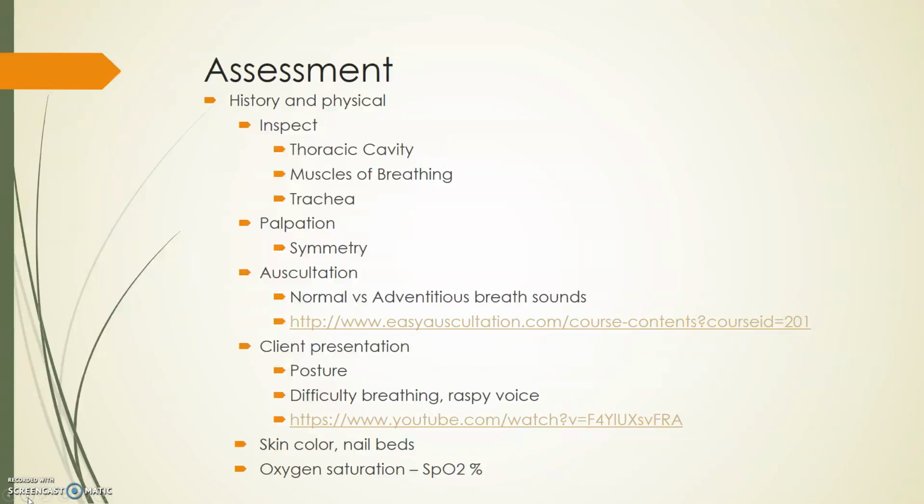Oxygen saturation can be documented as SpO2 in a percentage, and we're going to be testing that with our pulse ox. This is the amount of circulating oxygen in the blood, and most normal healthy adults will have a number in the high 90s or even 100%. Somebody with COPD, their normal oxygen saturation could be in the low 90s or even 89 to 90%. So we'll talk a little more about that in class.